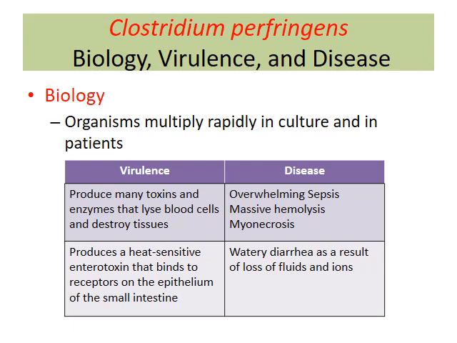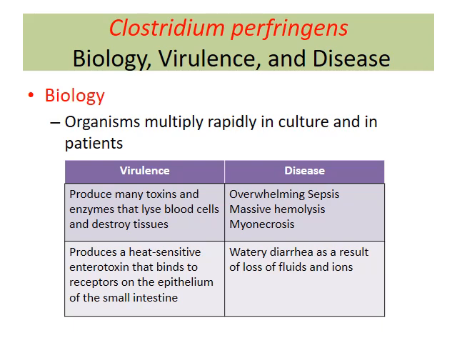And then, of course, they will cause a disease. The more virulent the bacteria is, the more severe a form of disease they would cause. And you can see from here, since they produce toxins and enzymes that lyse blood cells and destroy tissues, they can cause overwhelming sepsis, massive hemolysis, and then again myonecrosis, which means death of the muscles.